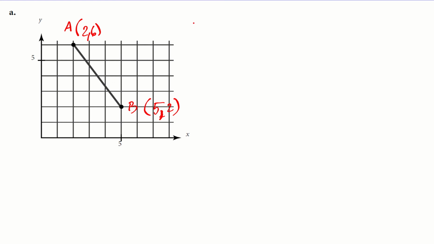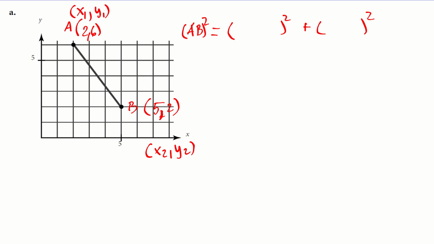Well, according to the formula that we just got, the distance from A to B squared is equal to the difference in the x coordinates squared plus the difference in the y coordinates squared. Let's call B our second point, x sub 2 and y sub 2. Let's call A our first point, x sub 1 comma y sub 1. Then the only thing left to do is our substitution into this formula, and we should be able to get going.